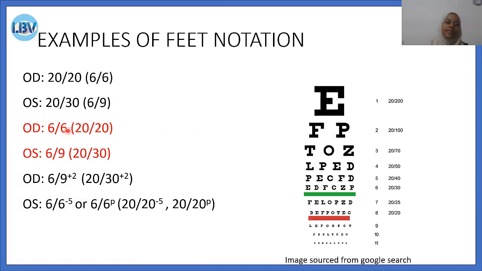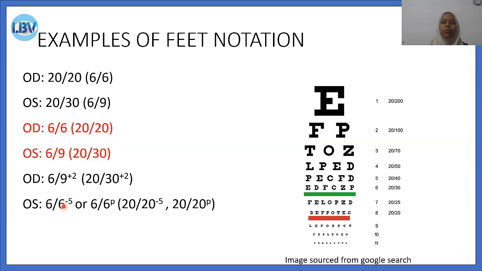Similarly, for 6 by 6, it will be 20 by 20. So what are we doing here? We're just putting the numerator 20 here and the denominator 6, we need to divide it by 0.3. So if we divide 6 by 0.3, we get 20. That is why it is 20 by 20. Then the next is 6 by 9. So you just put numerator 20 here and then you divide this 9 by 0.3. You will get 30. So that is how the conversion is done.